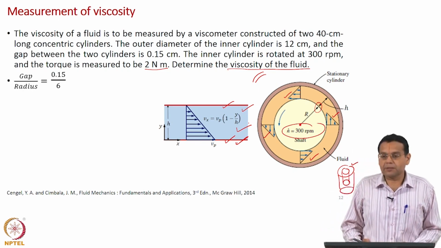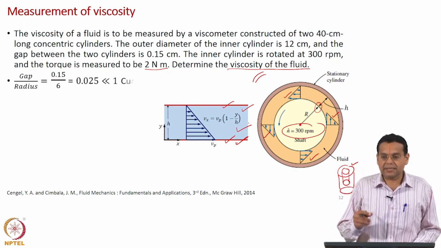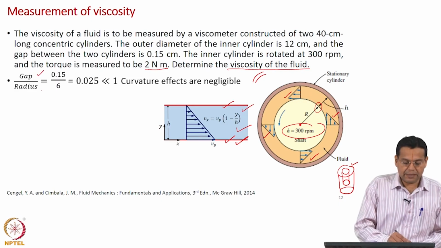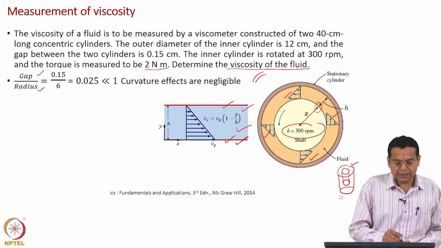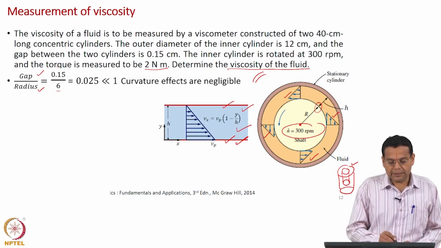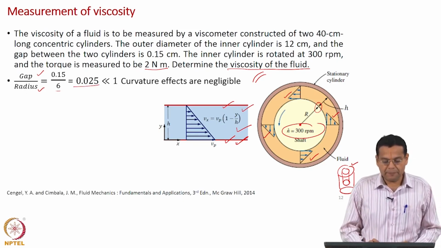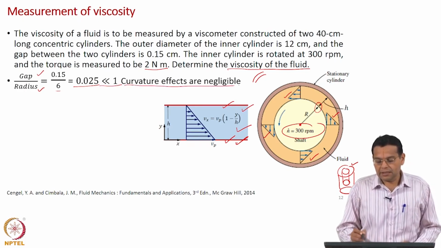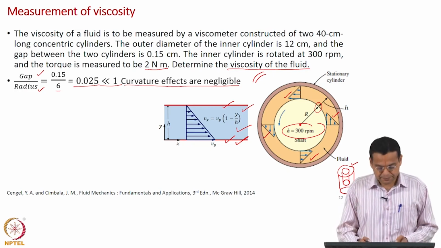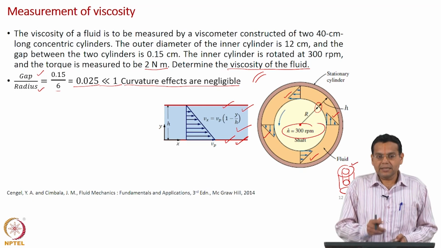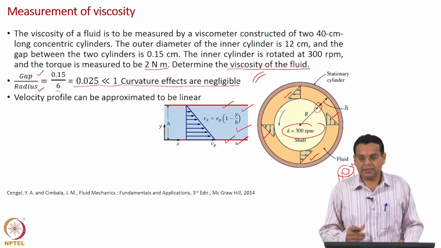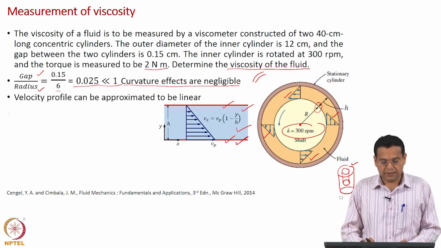Okay. First step, what we should do is check really whether the gap is very small. How do you do that? You divide the gap by the radius to find out that the value is in this case 0.15 by 6, which gives us 0.025, which is less than 1. So, we can conclude that the curvature effects are negligible. Then only we can apply the simple one dimensional Newton's law of viscosity. Velocity profile can be approximated to be linear, that is a conclusion, because the curvature effects are negligible.